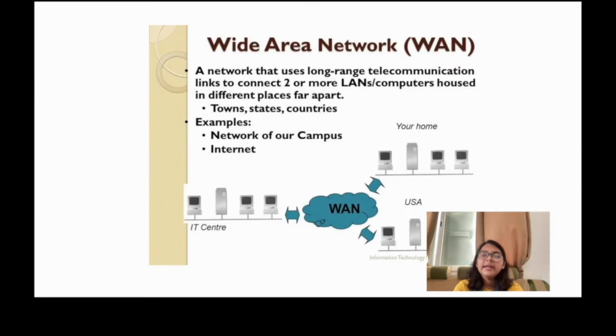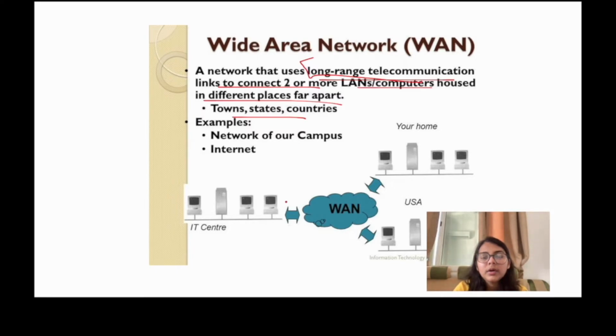What is a wide area network? Are you able to get the point, students? It is a network that uses long range telecommunication links to connect two or more LANs, computers that are thousands of miles apart. So this is large range telecommunication. If we want to connect multiple LANs, we can connect the network with the help of WAN, students. The examples of WAN are towns, states, countries.